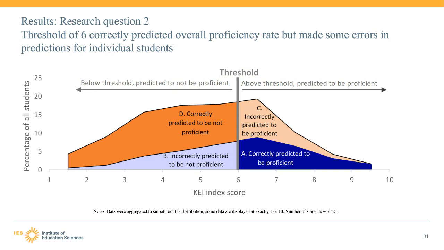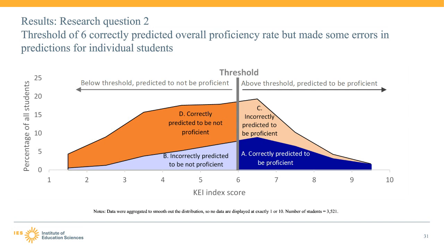In addition to understanding how well the threshold performed overall, on average, we wanted to understand how accurately the threshold predicted the proficiency of individual students. This graph shows our 1 to 10 index score on the x-axis, and the vertical line shows our threshold, which is at 6. The purple areas in this figure show the percentages of students who are actually proficient at each of the different KEI index scores, and overall, the purple areas represent about 37% of students. The orange areas show the percentages of students who are actually not proficient.